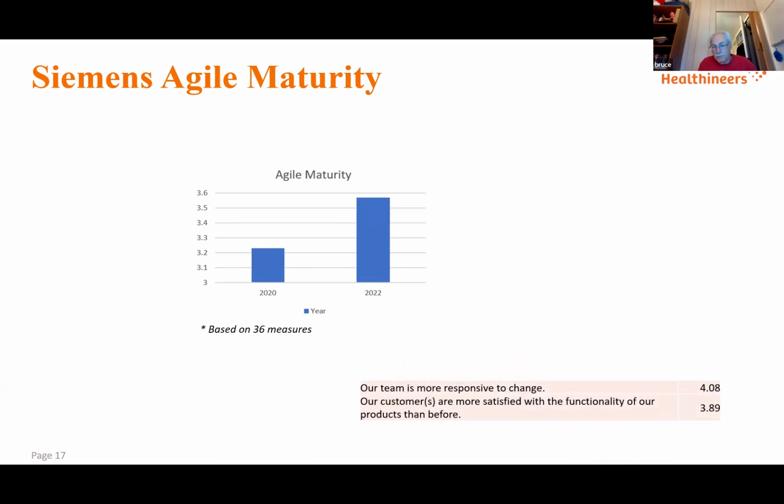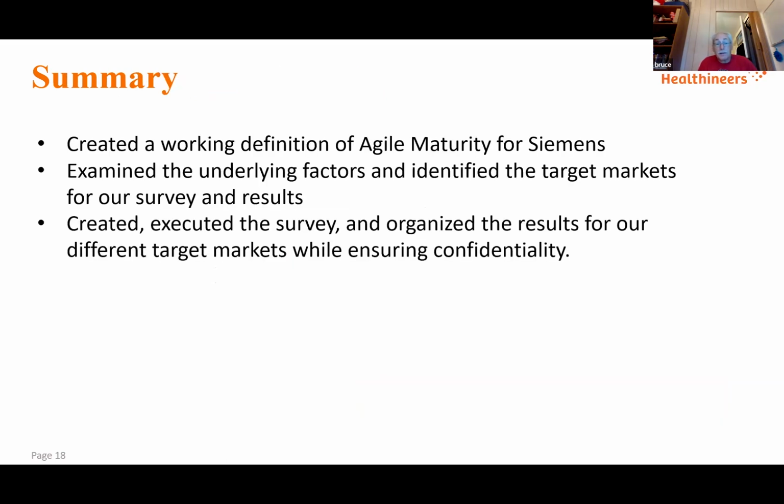So if I were to show something here, what you would see is that in two of our measurements, our team is more responsive to change, which is 4.08. And our customers are more satisfied with the functionality of the products than before, which is 3.89. That's overall. So the point being, we are seeing improvements. We want to see more improvements. Obviously, you always want to see improvement, and there's always ways of tweaking things. But we're actively working on that now to improve the effectiveness of our Agile implementation.